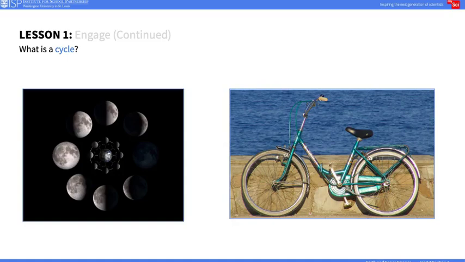Use the picture of the moon phases at different times in a month and the bicycle again. Explain that things that repeat themselves or go around and around are called cycles. When things repeat themselves, we can notice a pattern.